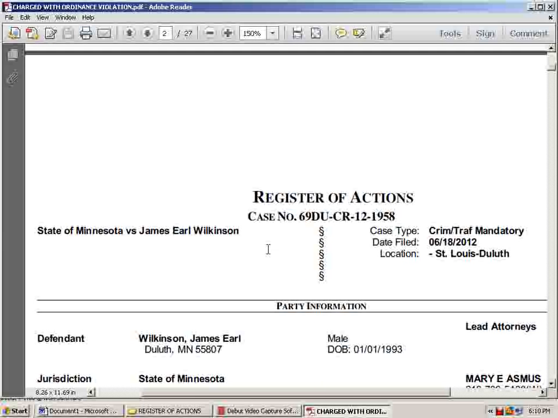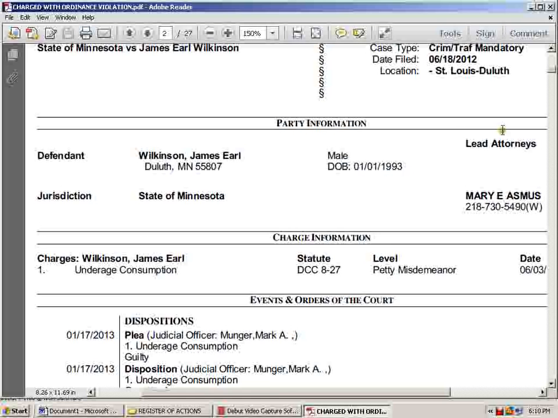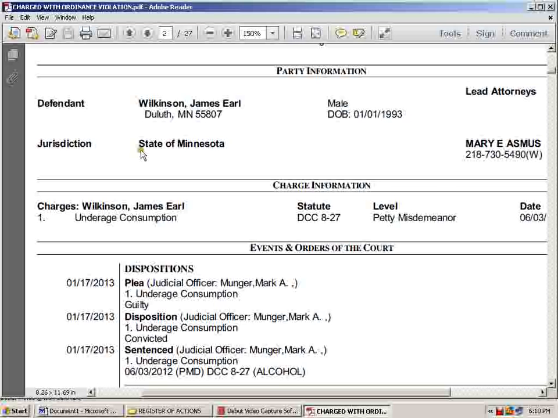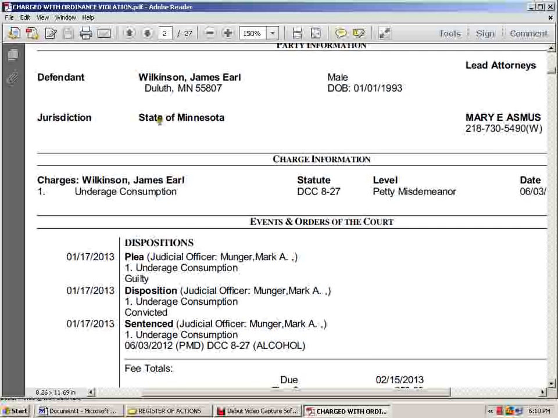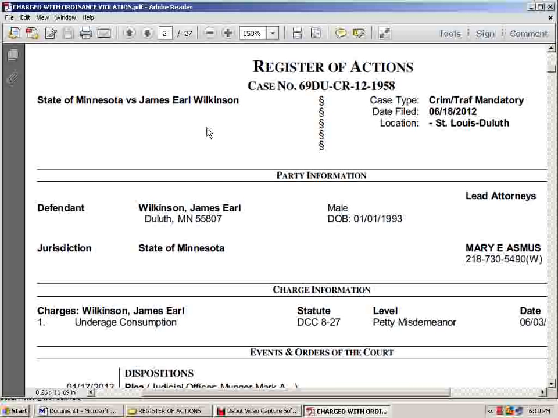So, anyways, case numbers, criminal, traffic, mandatory, tells who the attorneys are, date of birth, who the defendant is, the jurisdiction. Doesn't say who the complainant is. It just says what the jurisdiction is. I thought I was supposed to list the complainant, the parties. State of Minnesota versus, I guess it does, James. See here it says State of Minnesota versus James Earl Wilkinson. Then how come the defendant is Wilkinson, James Earl? Right? What is that? Make up your mind. It's one or the other.